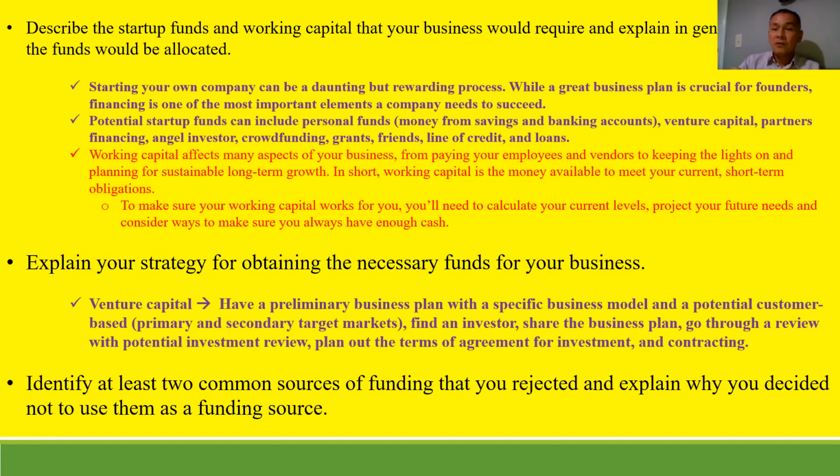So again, the first part is to describe your funding source. What funding source you will use. Be able to identify a minimum of 2 funding sources and talk about it. And tell the strategy that you will use to obtain these funds. And from the funding sources, what is your allocation? This is your working capital.